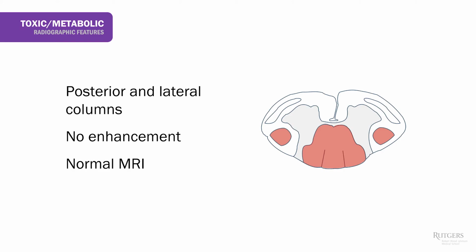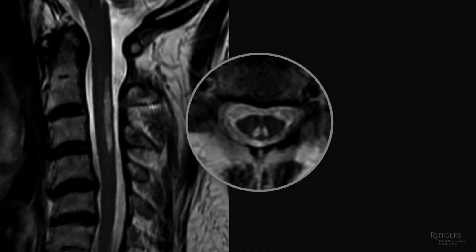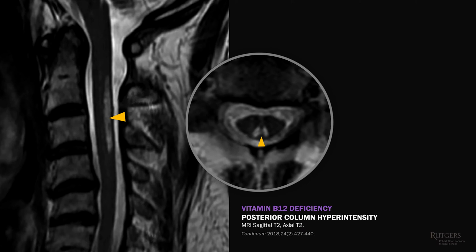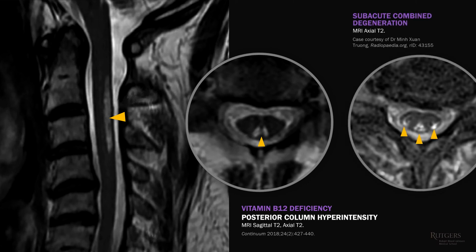Exposure, malabsorption. Exposure, malabsorption. What did I just say? Here's an imaging example. Sagittal and axial T2s. Tract-specific changes. In this case, dorsal columns are damaged. And here is an example where both dorsal columns and lateral columns are involved. The patient on the left has B12 deficiency. But as we discussed, multiple other toxicities can have these same MRI findings.